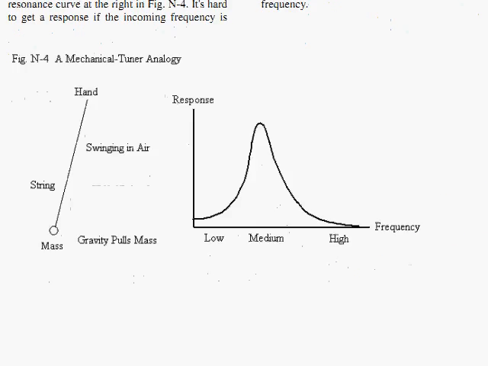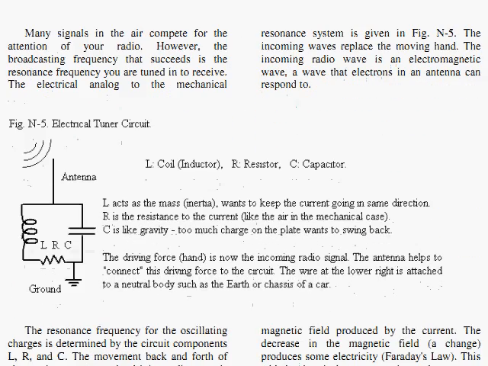We have electrical resonance with this circuit: the inductor, capital L, a coil; the resistor, capital R, the resistance; and the capacitor, capital C. So this LRC circuit does the job, and here's an analogy.